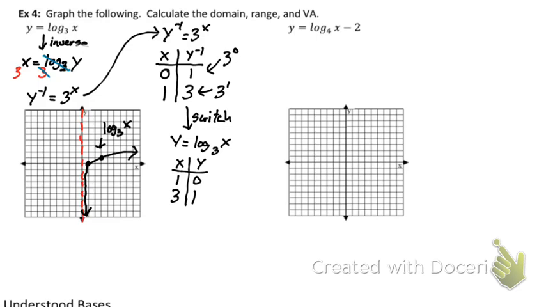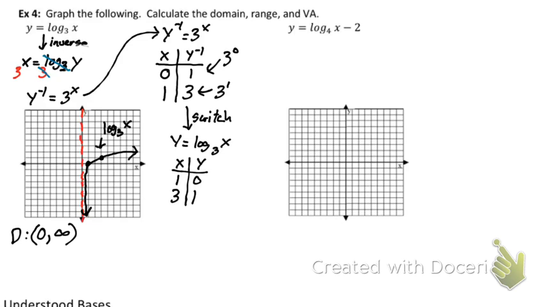Flip your x, y's, and you can bring it back to your logarithmic function. Now we're supposed to do domain, range, and horizontal or vertical asymptote. Our domain, with exponential functions, your domain is always negative infinity to positive infinity. With logarithmic functions, it's going to switch. It's going to be 0 to infinity. And that's because we are switching our domain and ranges.